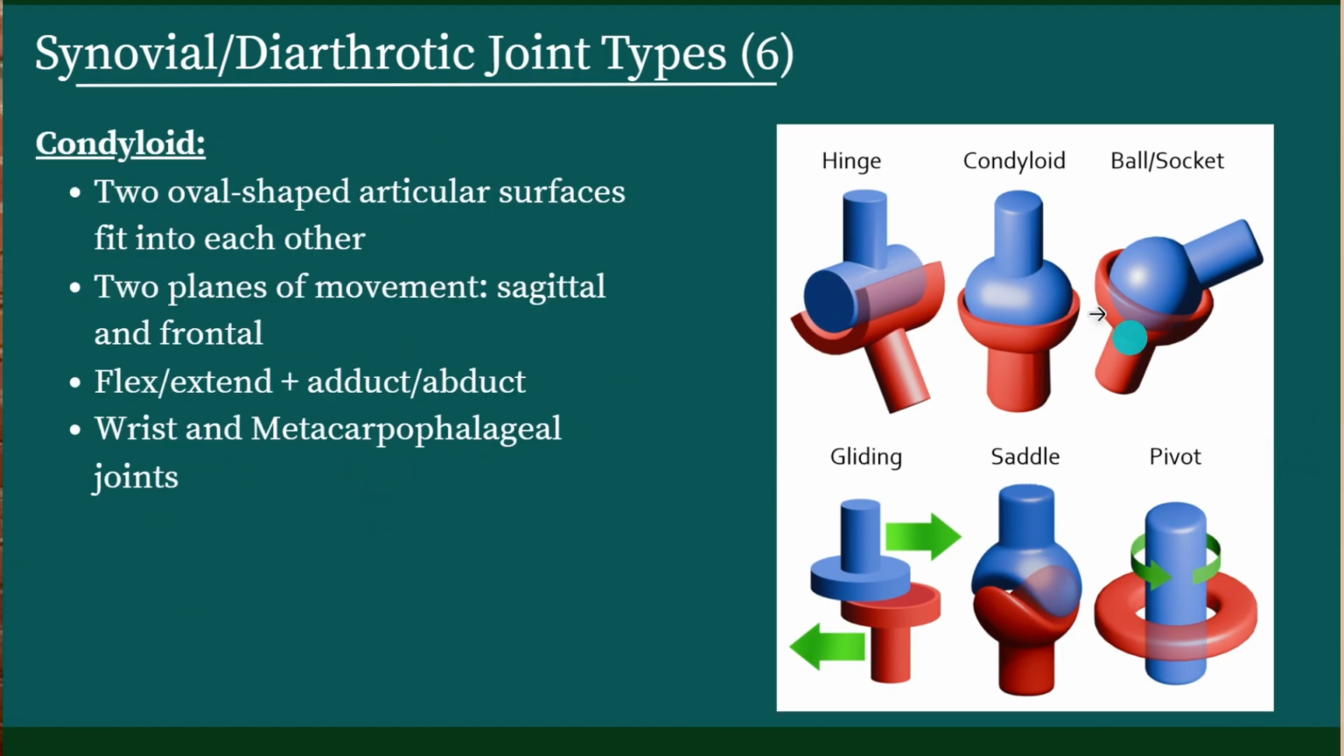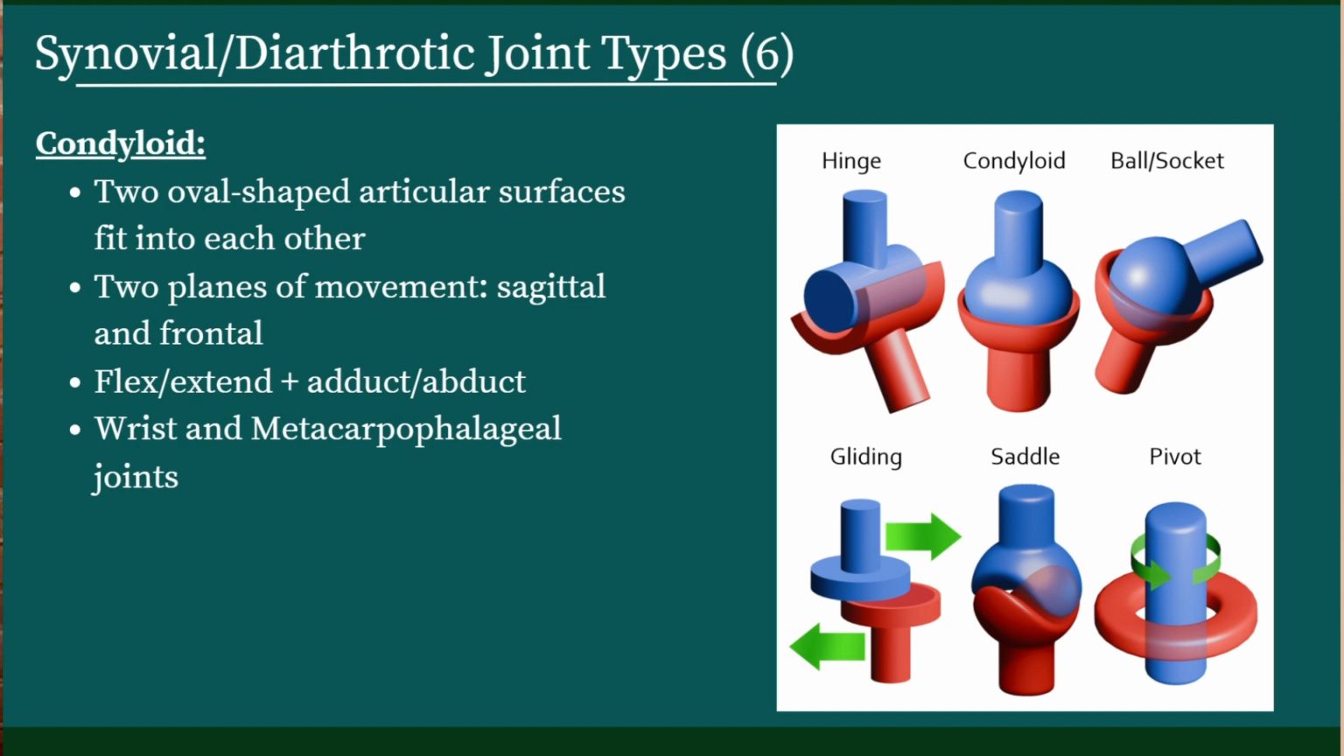Next, we have the condyloid, which is 2 oval-shaped articular surfaces that fit into each other. So the bottom part, it's like an oval instead of a circle. It looks like a circle in this drawing, but it's actually an oval. And so it will do some flexion and extension, just like the hinge, and it will do a little bit of side to side. So we've got the wrist, so we can do a little bit of adduction and abduction with our wrist. We can also fully flex and extend that wrist.